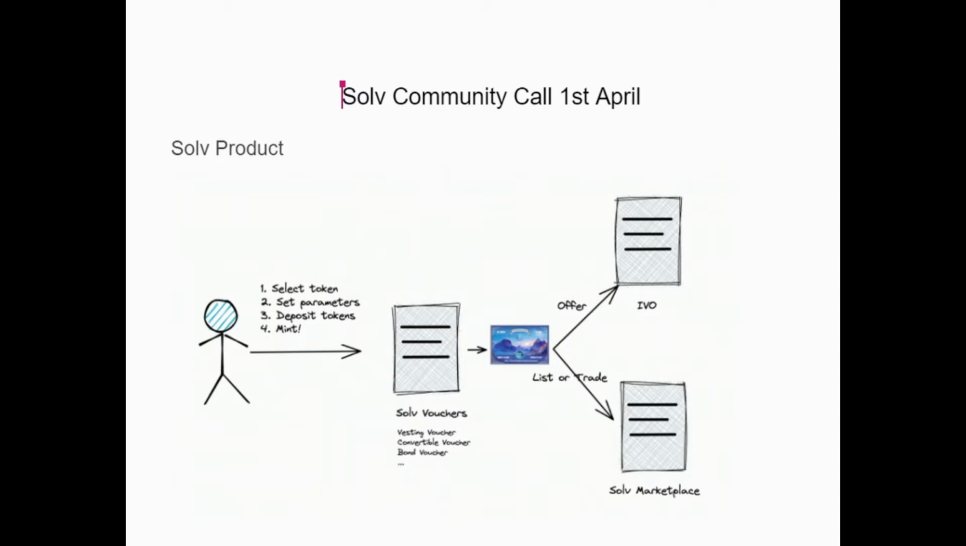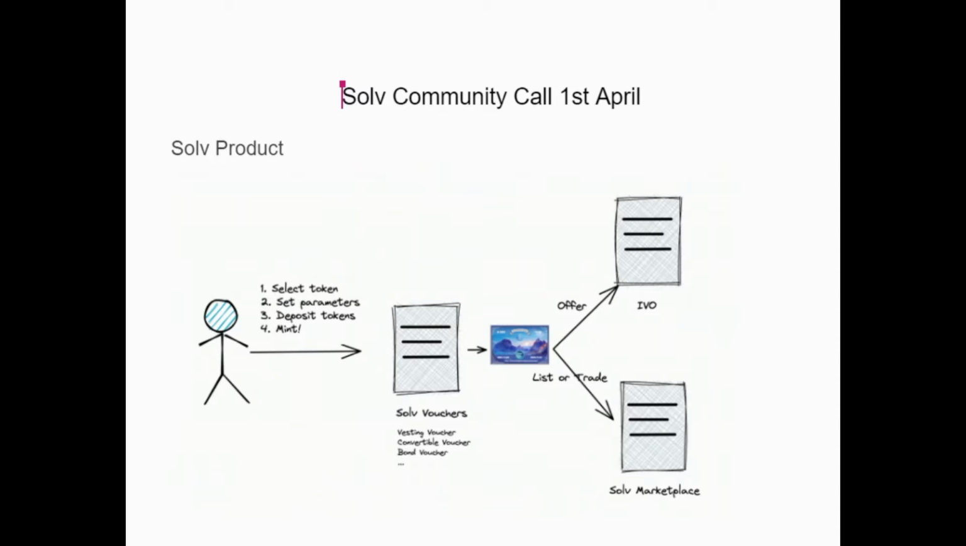So this is the first April community call, and I just prepared these documents to explain some details of the product lines. But I will keep it simple and very easy, and get rid of all the complicated explanation. First, in terms of the Solv products, you all know that we have Solv vouchers, and we have IVO market and Solv marketplace. So what's the relation between these three products?